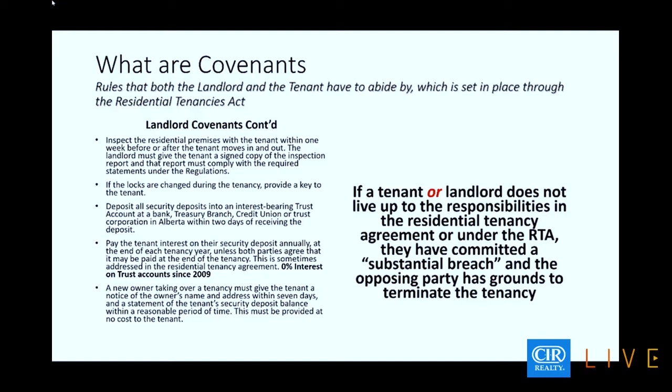Now, they have to hold the security deposit in an interest-bearing trust account within 2 days of receiving the deposit. Now, it has been 0% interest on all trust accounts since 2009, but they need to be holding it in a trust account, all of the security deposits, because they shouldn't be using it. They shouldn't be touching it.